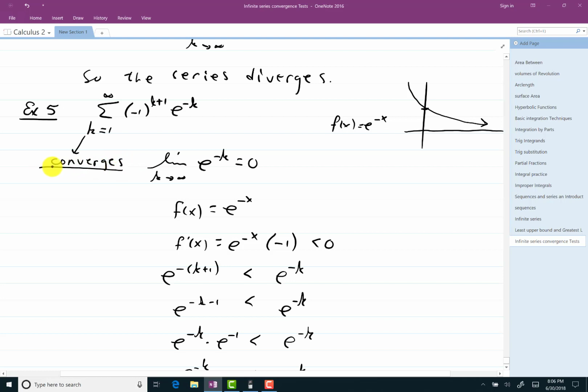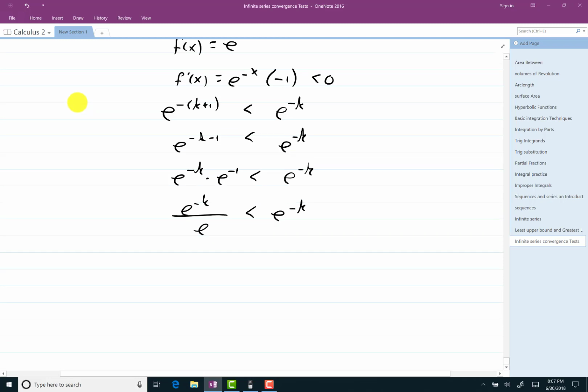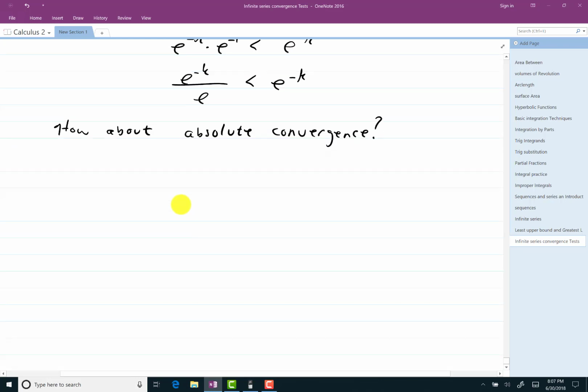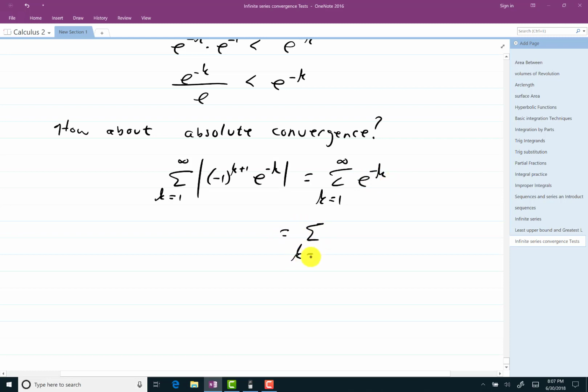But I'm going to go even further. Does it absolutely converge? Let's take a look at that. How about absolute convergence? So when I look at the sum from k equals 1 to infinity of the absolute value of negative 1 to the k plus 1 times e to the negative k, that just equals the sum from k equals 1 to infinity of e to the negative k. Is that going to converge? Yes, it will. Watch what this equals. The sum from k equals 1 to infinity of 1 over e raised to the k power.